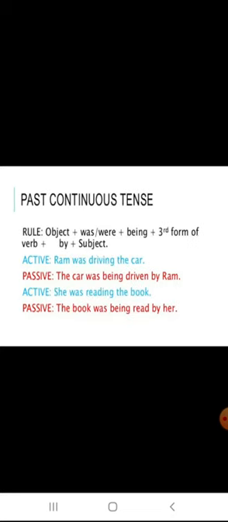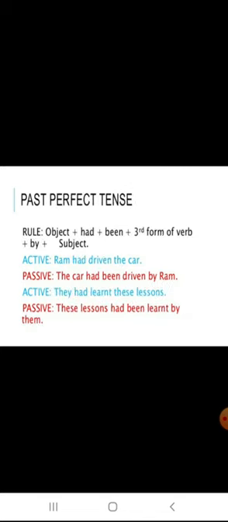Now past continuous. We have to use first the object, was or were, being plus the third form of a verb, by plus subject. Ram was driving the car. The car was being driven by Ram. She was reading the book. The book was being read by her. Here, in past continuous, we have to use being.